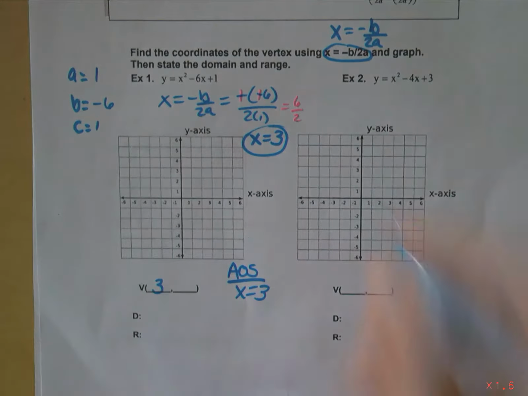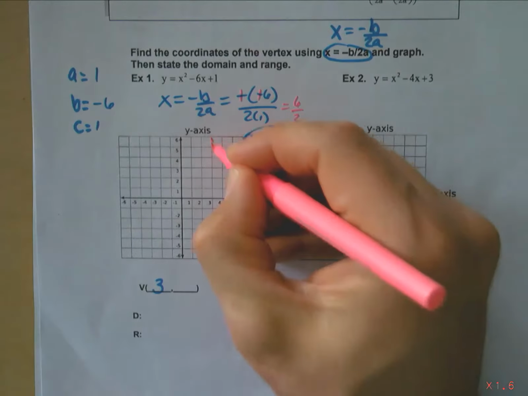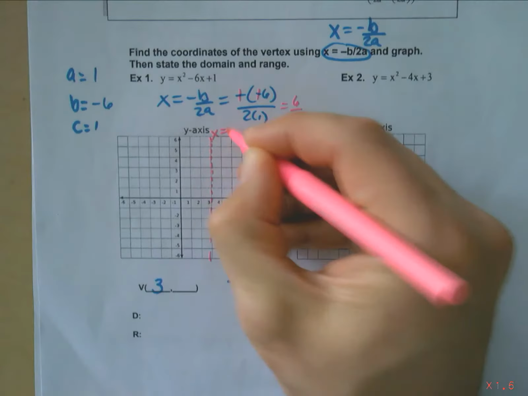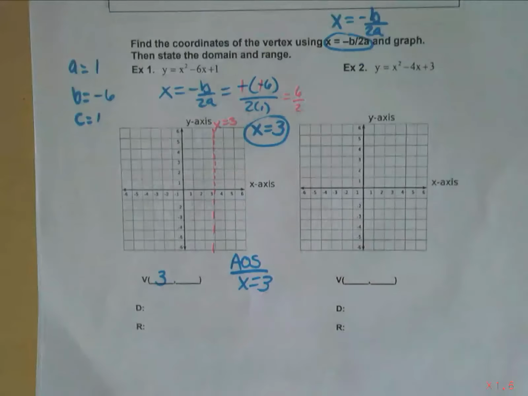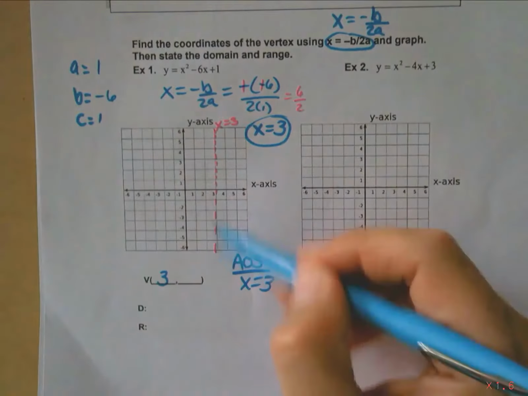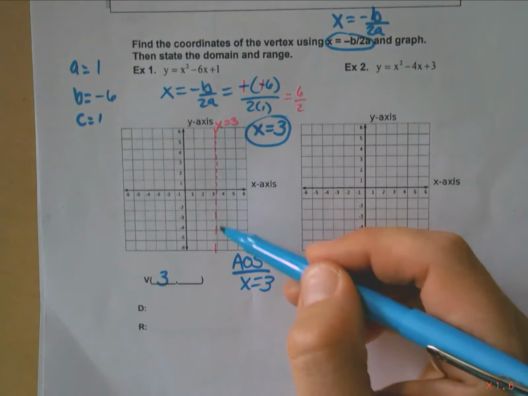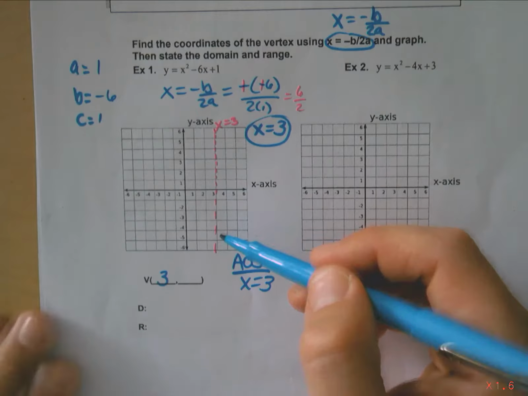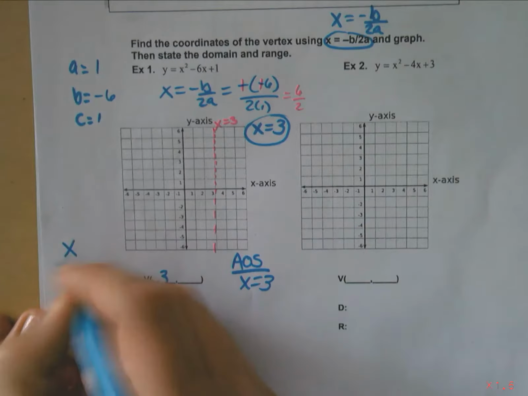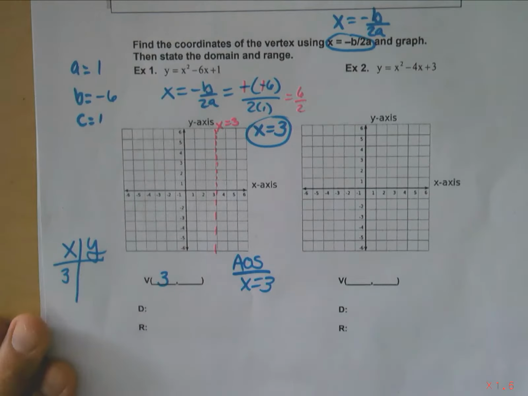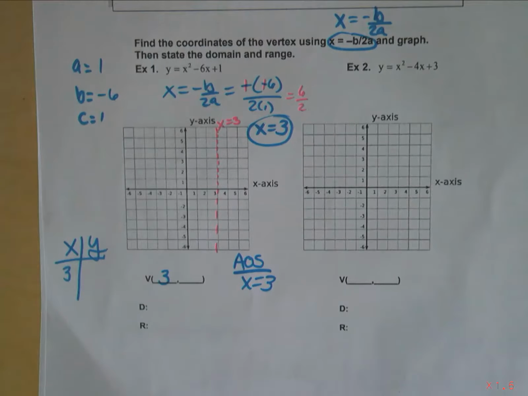Okay, so I'm going to go ahead and graph my axis of symmetry. We'll do this in pink here so we can see it. Remember, axis of symmetry is what cuts your graph in half. And then somewhere on this axis of symmetry, x equals 3, somewhere is this vertex. Right? So, if you need to, make a little table. And we want to plug in 3. So go ahead and plug in 3.